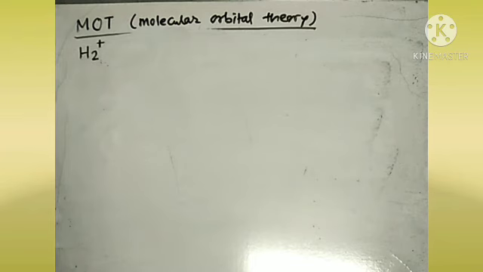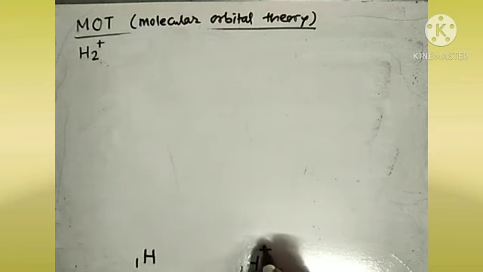Well, let's see how H2 plus will form. That means the MOT diagram of H2 plus. Here we have one hydrogen whose atomic number is 1, and there is one more hydrogen whose number is 1, but it doesn't have 1 electron. So basically we have to place the positive charge here. Alright, this becomes H2 plus. So this is H and this is H plus.